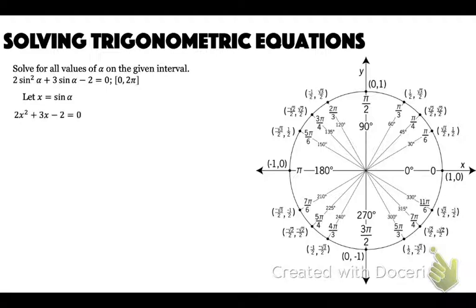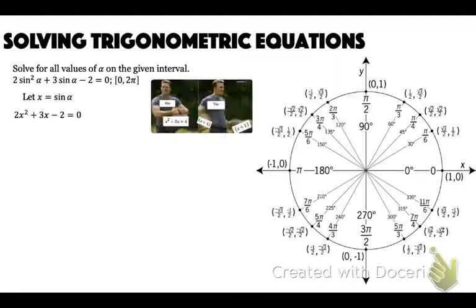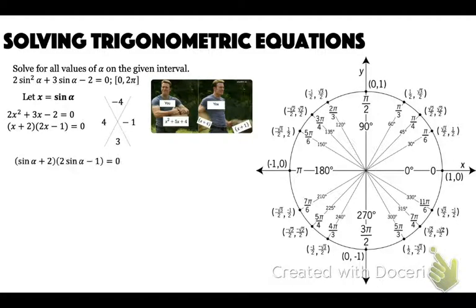So then we have 2x squared plus 3x minus 2 equals 0. And then factoring it, I have to see what multiplies to be negative 4 and adds to 3? Well, it's 4 and negative 1. We can go through and factor it, and you're going to end up with x plus 2 and 2x minus 1. Hopefully you remember factoring. Okay, so then we said x plus 2 equals 0. Oh, wait. Back up. So I'm going to plug sine of a back in. So I have sine of alpha plus 2 times 2 sine of alpha minus 1. So that equals 0. Both of those equal 0.